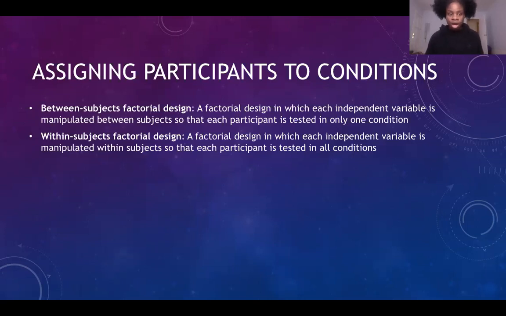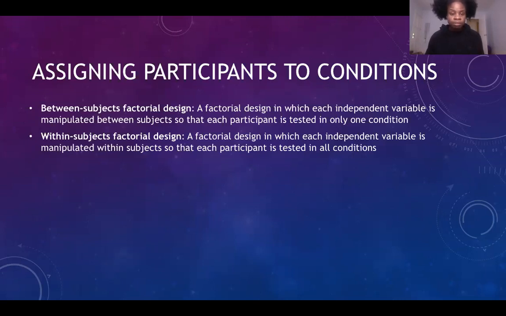An example of a between subjects factorial design, using the example from page 141, is that all participants could be tested either while using a cell phone or while not using a cell phone, and either during the day or during the night. This would mean that each participant was tested in only one condition. It is conceptually simpler. It avoids carryover effects, and it minimizes the time and effort of each participant.